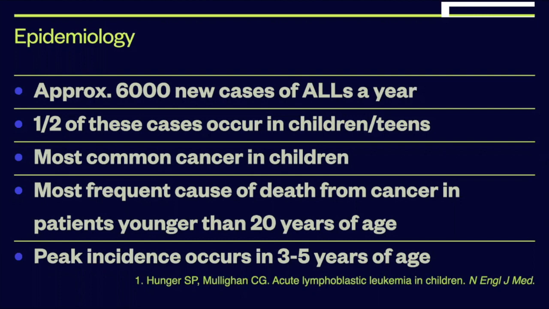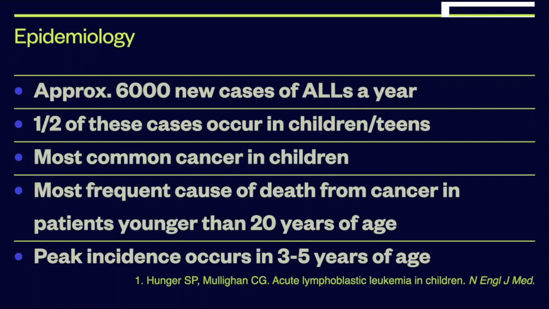Children tend to present with B cell ALLs. Teens tend to present with T cell ALLs or T cell lymphomas. This is unfortunately the most common cancer in children. This is also the most frequent cause of death from cancer in patients younger than 20 years of age. However, fortunately, in most cases B cell ALLs tend to have a pretty good prognosis, especially with aggressive chemotherapy treatment. Peak incidence does occur in younger children, 3 to 5 years of age.